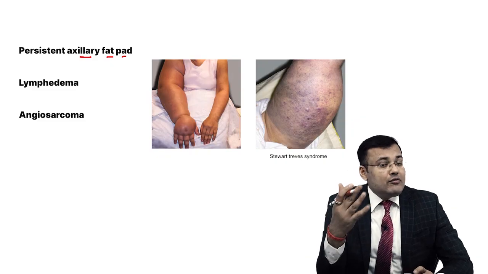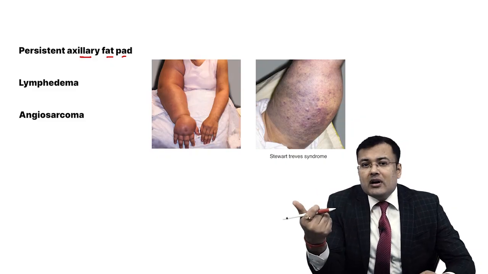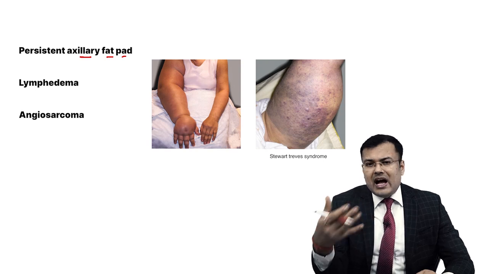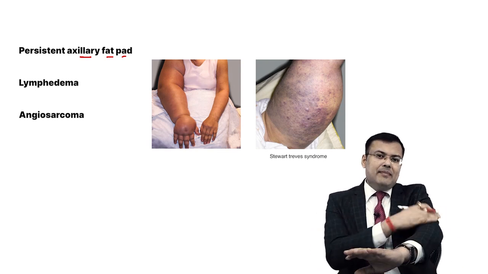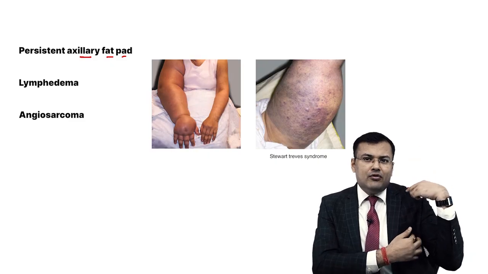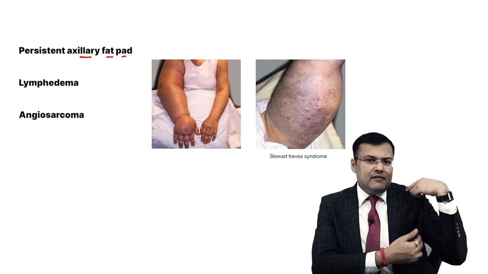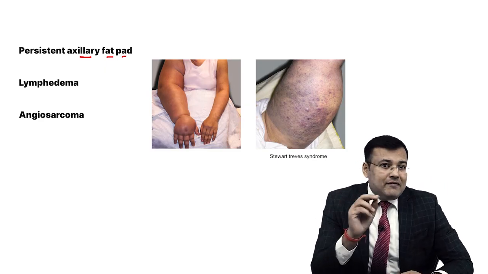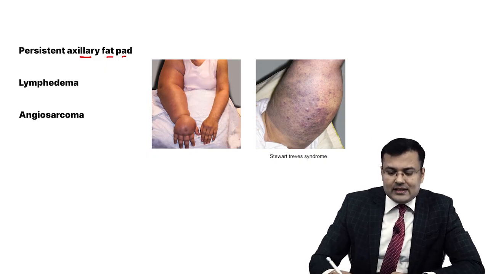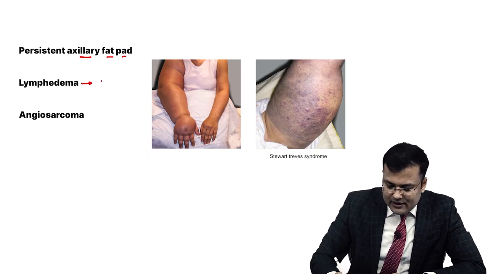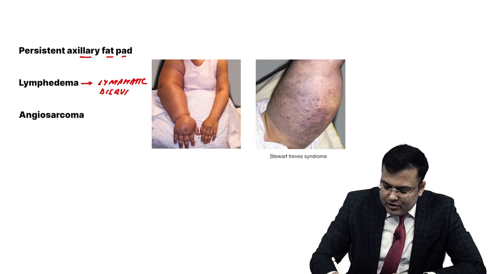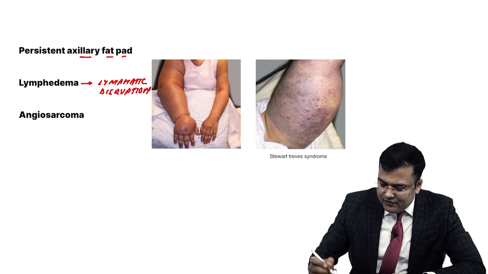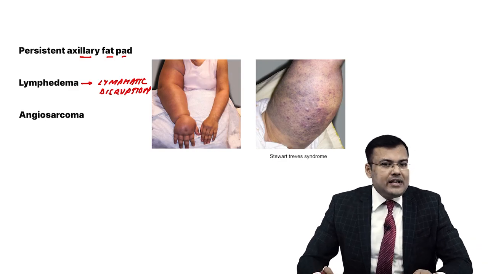And one thing which you have noticed in the majority of females who are undergoing mastectomy: after mastectomy, they are having edema. Why? Because there is lymphatic disruption because of axillary lymph node dissection. So axillary lymph node dissection leads to lymphatic disruption, and that's why there is lymphedema. Because you are performing what? Axillary lymph node dissection.